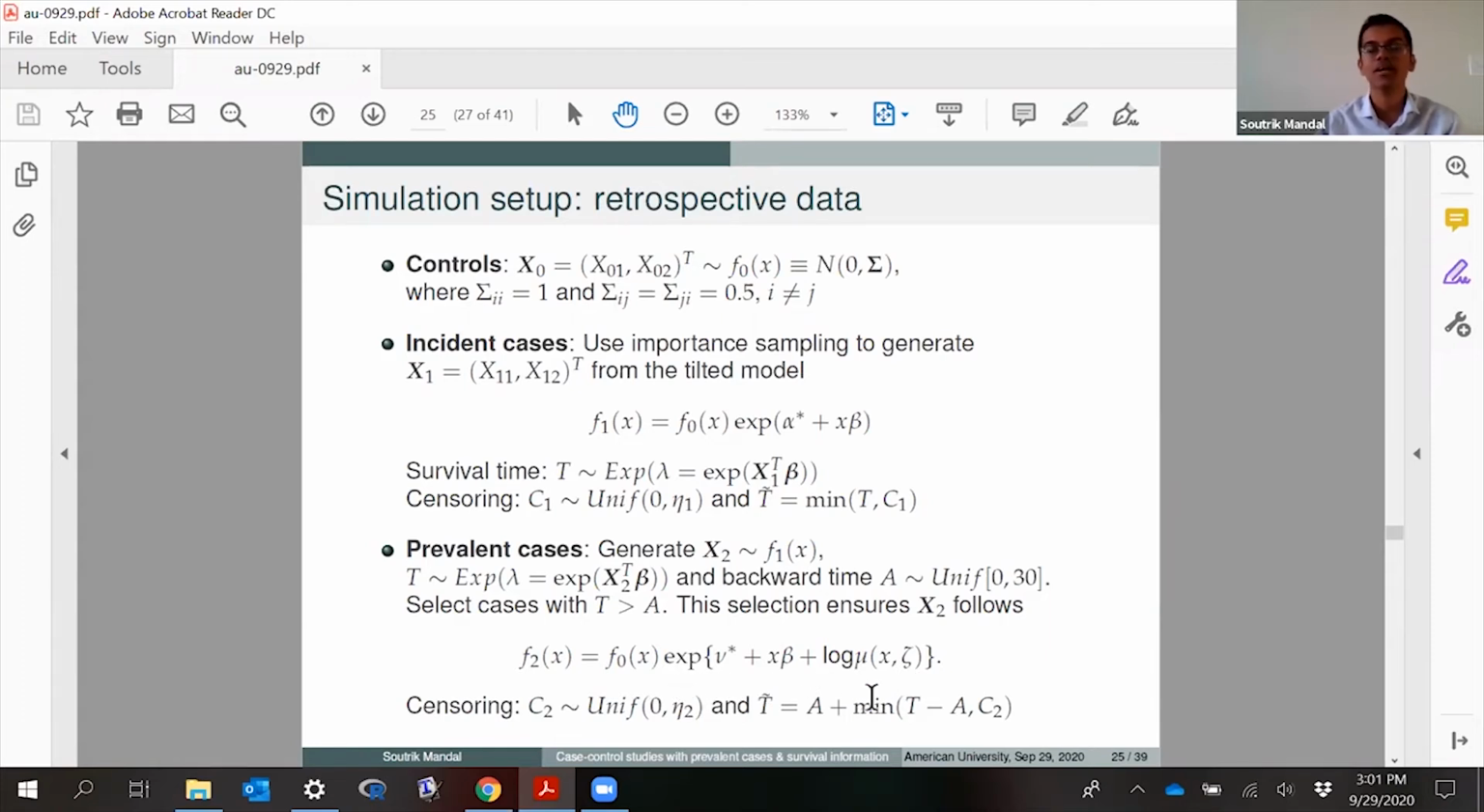f2 equals f0 times the exponential tilting term. Of course, this is just one way of generating the data. One can also generate directly from F2. So X2 can be generated directly from F2 using importance sampling and the appropriate weights. Now, the censoring time again comes from a uniform distribution with 0 to eta 2. And for prevalent cases, we observe the survival time, which is backward time A plus the minimum of the forward time and the censoring time. So this is how we generate data in the retrospective setting.